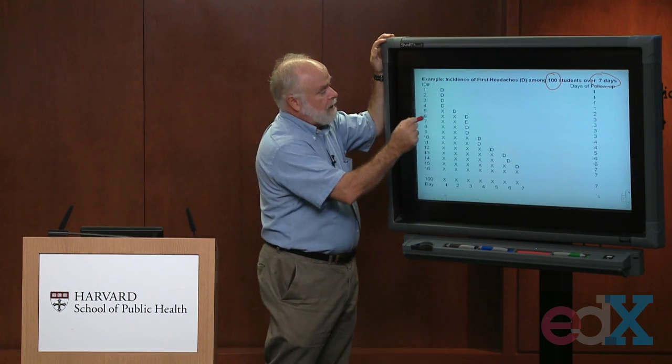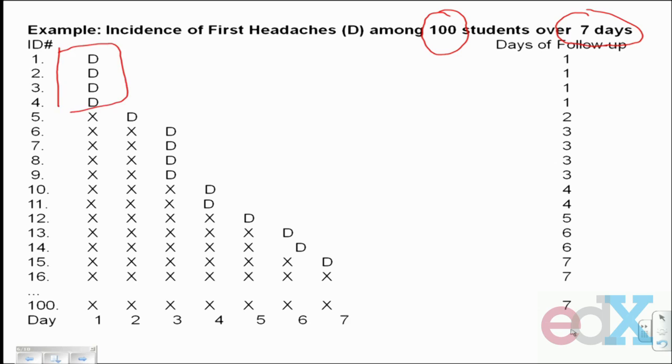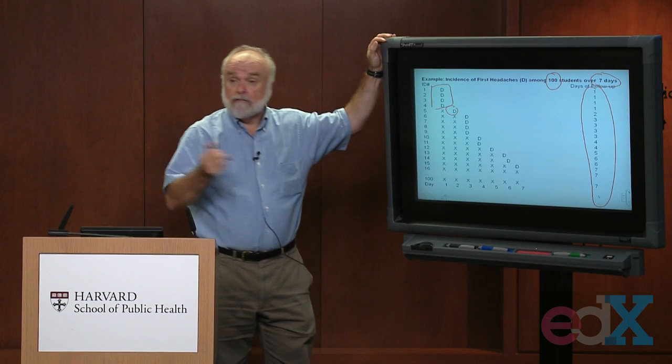This is the data we saw before. 4 people developed headaches on the first day, 1 other person developed it on the second day, etc. And then the last column is the same thing we had before. These are the amounts of person days that each person was followed, either until they developed a headache or until the study ended, which was 7 days after it began. Let's suppose when I called you up and enrolled you in this study and followed you for the next 7 days, I also recorded other pieces of information about you. And one of the pieces I recorded is whether you're a male or a female.